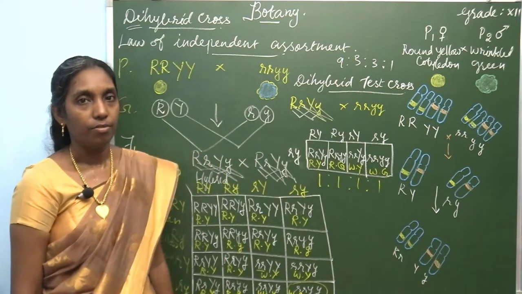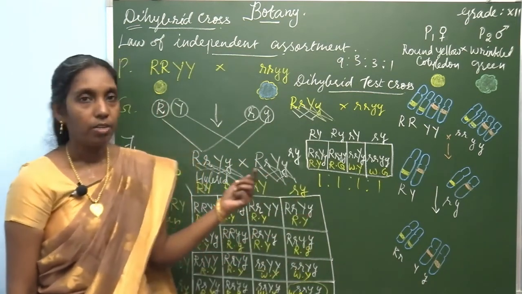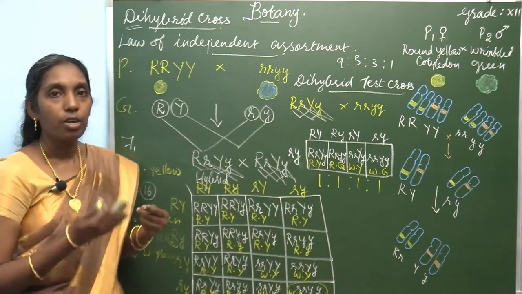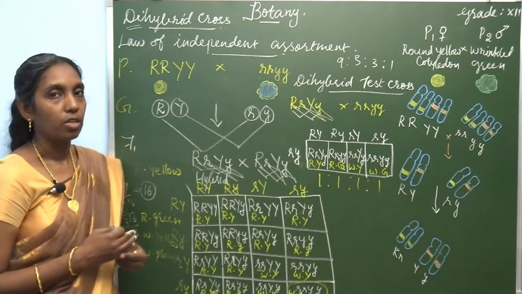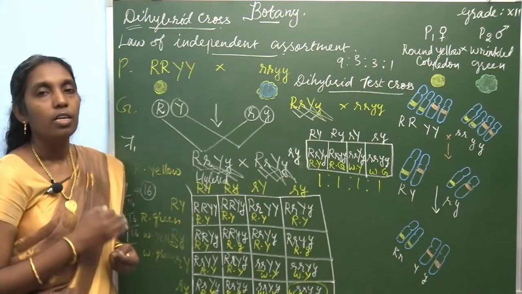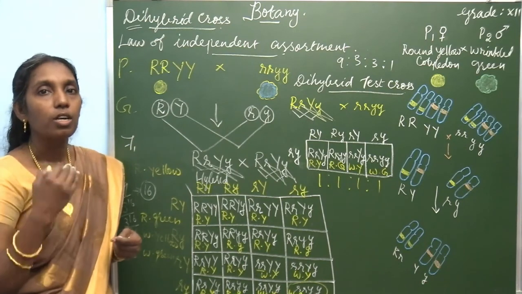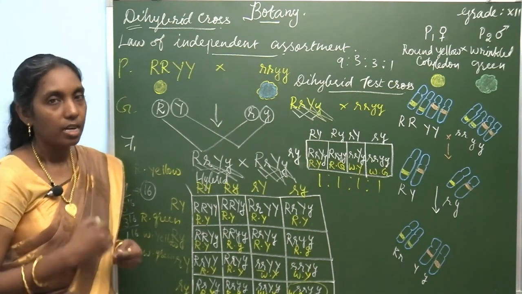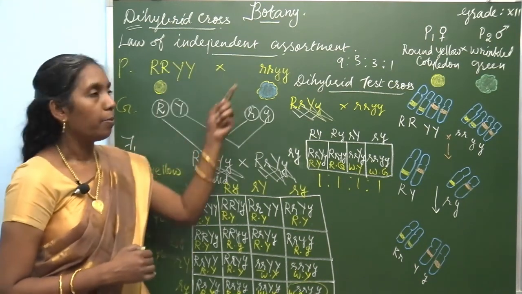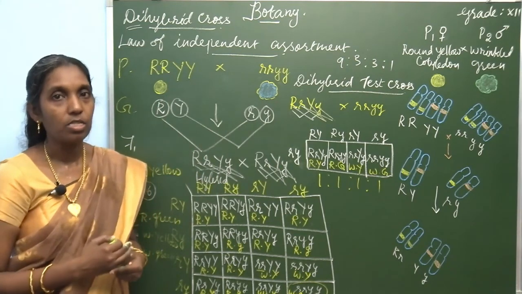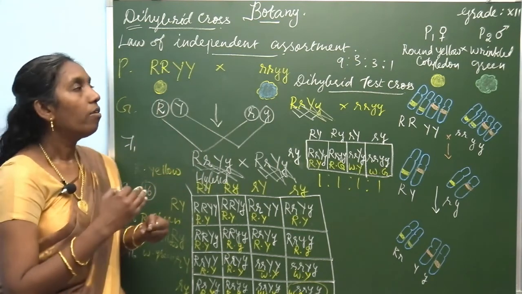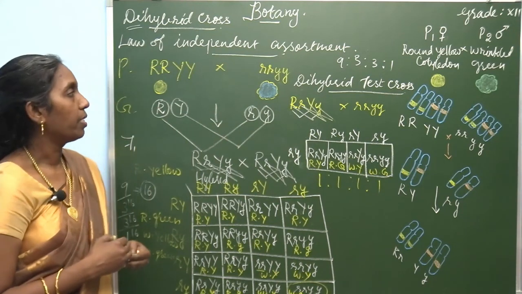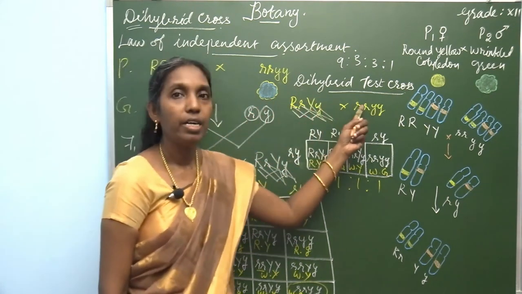Hope you understand well. Let's review what you learned today. First, before learning the dihybrid cross, there was the back cross. There are two different types of back cross, dominant back cross and recessive back cross. Then the dihybrid cross, which shows the law of independent assortment, and the dihybrid test cross.